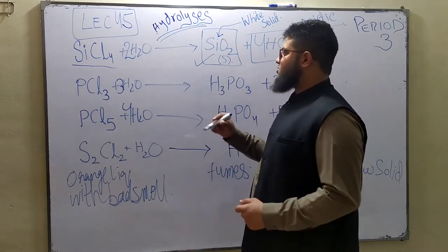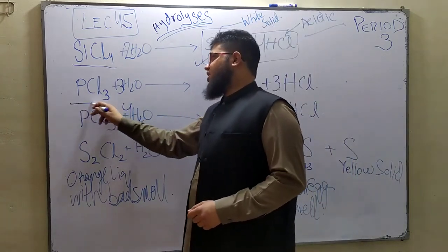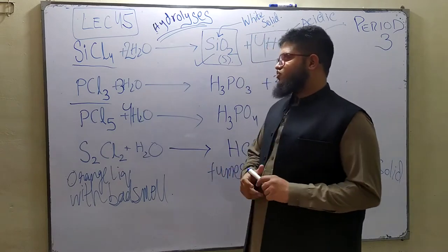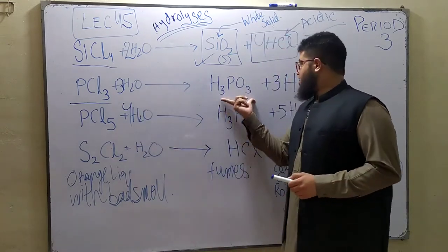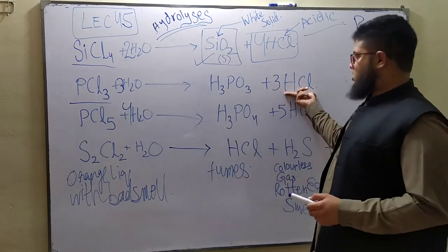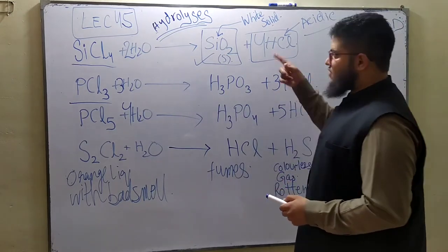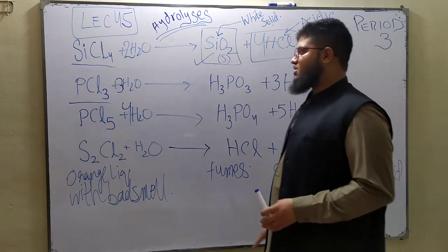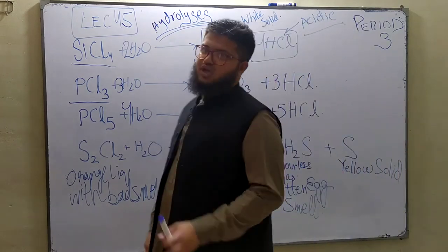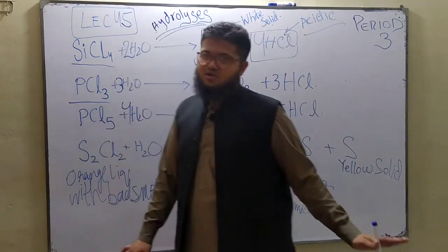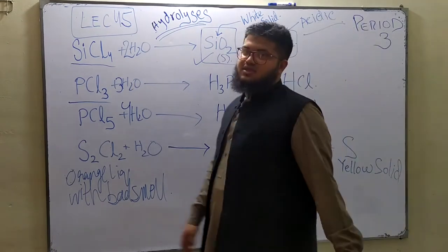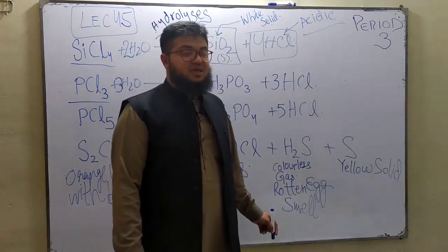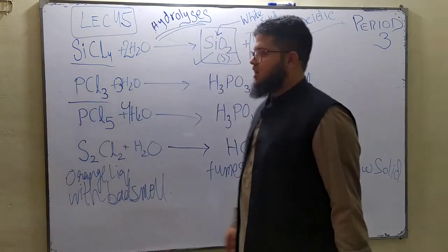Then comes PCl3, phosphorus trichloride. When it reacts with water, it produces H3PO3 and HCl as well. One thing common to all of these chlorides is that whenever they dissolve in water, they will produce HCl as a byproduct. So you can learn that basically. And most of the time HCl is in the fumes form. It's in the gaseous form, it's fuming.